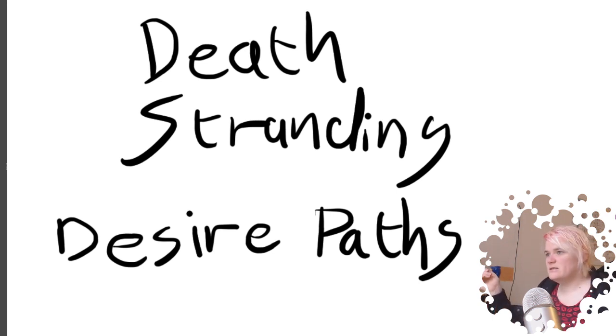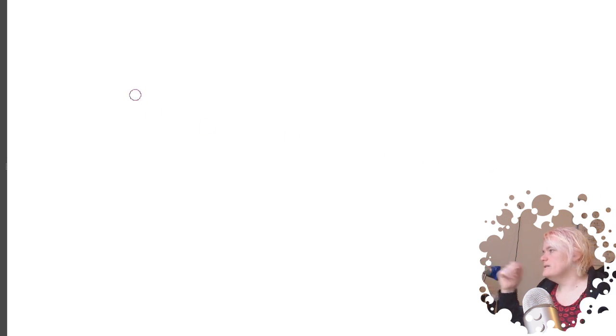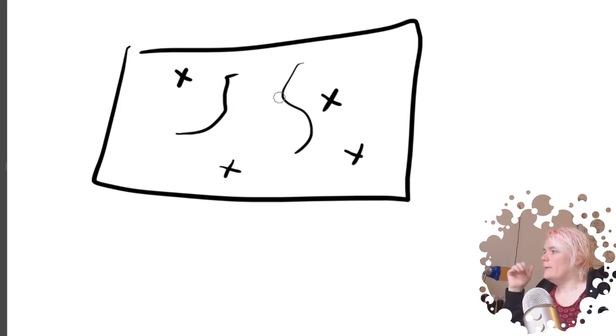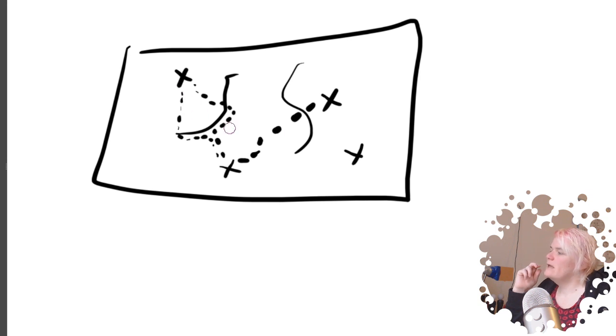So Death Stranding desire paths, what is this about? Well, basically in Death Stranding you've got this huge map, you've got delivery points on this map, and then you've got a whole bunch of obstacles, right? How people navigate these obstacles is unique, but people tend to go in roughly the same direction. So if there's an obstacle here, they'll tend to go around, and then some people will tend to go around like that. Now, in the real world, we call these desire paths.